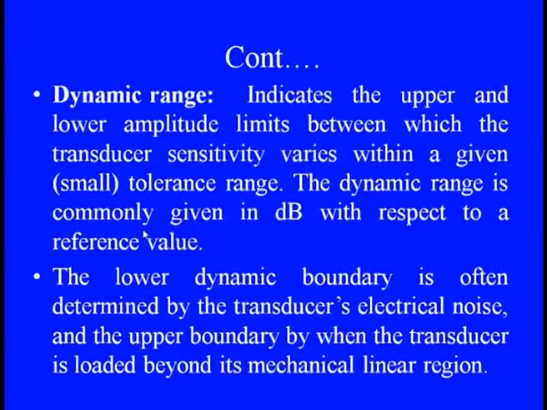The dynamic range simply indicates the lower end and upper limit of the amplitude within which the transducer sensitivity varies within the given tolerance range. The dynamic range is commonly given in decibels, with respect to a reference value. The lower dynamic boundary is determined by the transducer's electric noise, and the upper dynamic boundary is reached when the transducer is loaded beyond its mechanical linear region.